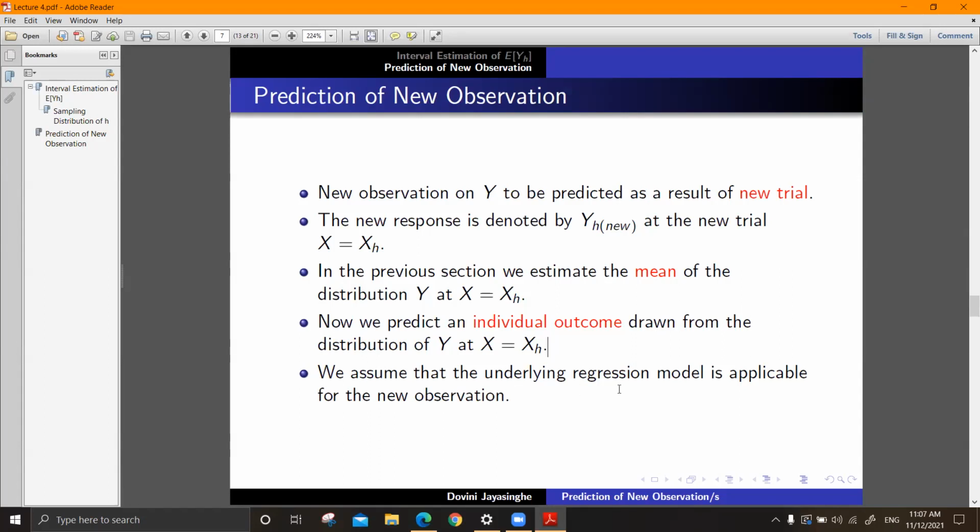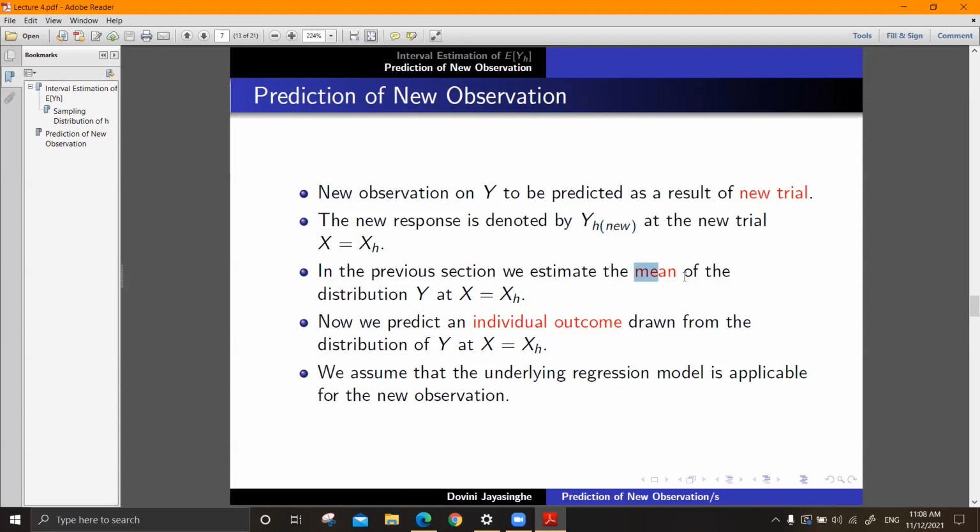We assume that the underlying regression model is applicable for new observations as well. So wherever it is, how do you predict this? It's the same way. You have to make use of the regression line that you constructed.